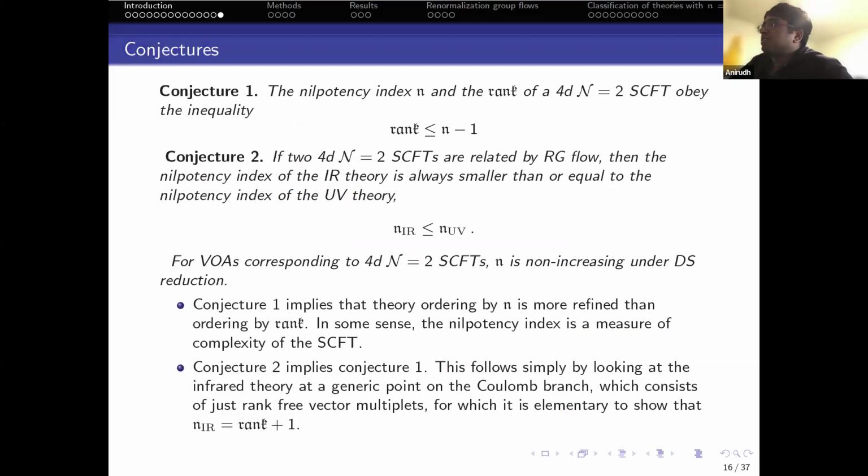Okay, so I think I said right now what I wanted to say on the slide. There are these two conjectures, and in the rest of the talk, I will just give you examples, and finally I will show classification of theories using this N.